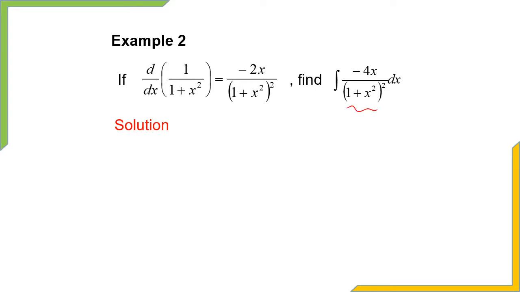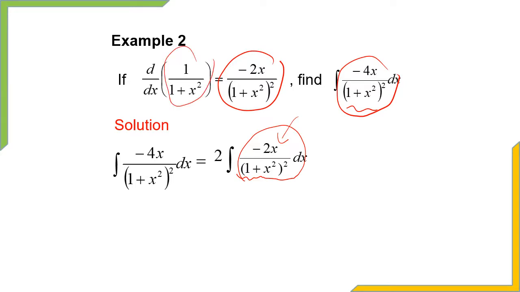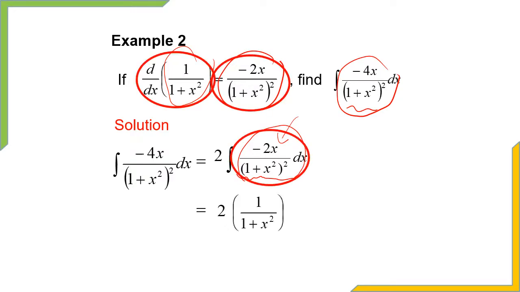We want to find the integral. If we compare this answer with this integral, we can see that this negative 4x is actually a multiple of 2 of negative 2x. So we can factorize out 2, which means we will get negative 2x over (1 plus x squared) all squared with respect to x inside the integral notation, right? So the integral of this expression here is the antiderivative of 1 over 1 plus x squared. So we will have the answer as 2 multiplied by 1 over 1 plus x squared, and then we need to put plus c.